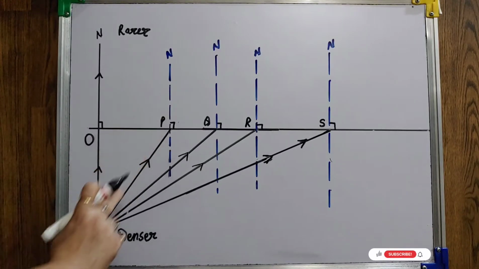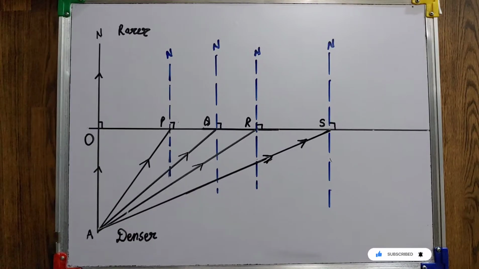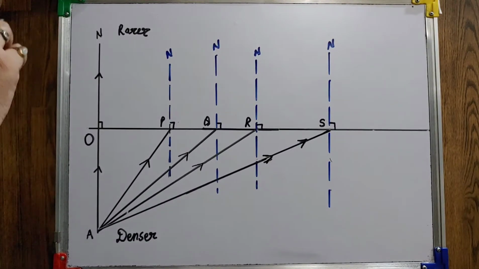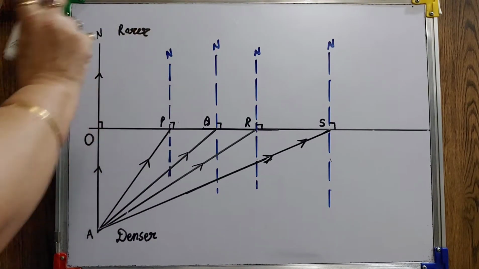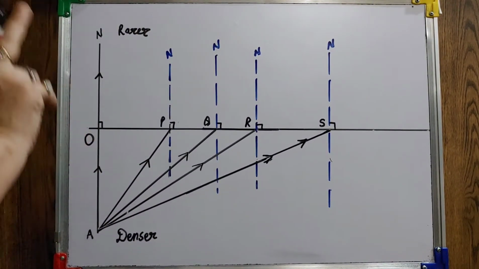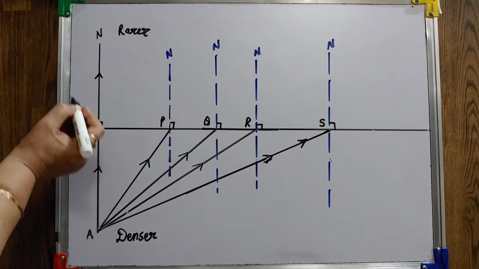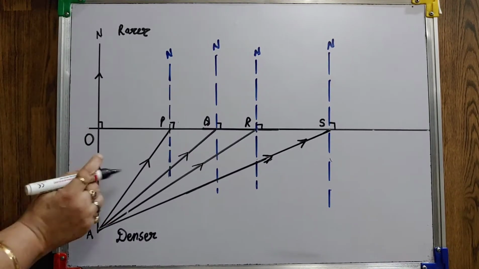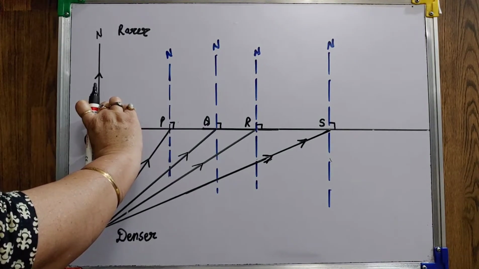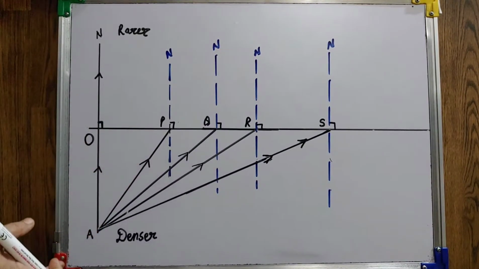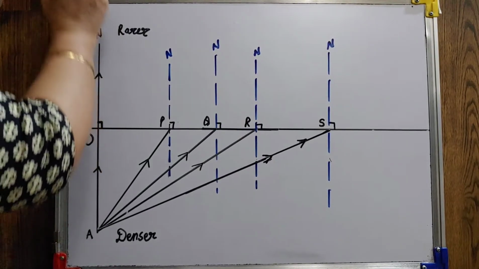Then I have taken AP, AQ, AR, AS. Now, you know the concept that when light travels from denser to the rarer medium, the refracted ray moves away from the normal. Now, AO is an incident ray which is perpendicular at the interface of both the media. It means the angle of incidence is 0 and the ray will remain undeviated.